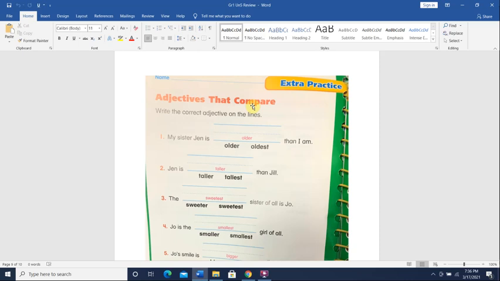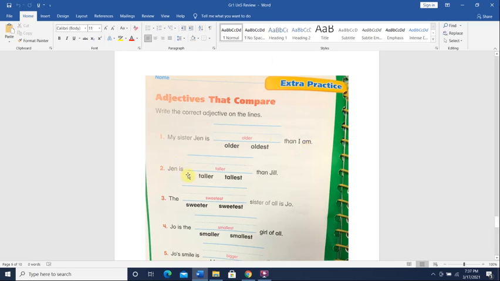Let's see what I'm talking about. If I say here, my sister Jen is blank, then I am. So my sister Jen, and who am I comparing between, Jen and I? So these are two. So we will add er to the adjective and then we add the word than. So my sister Jen is older than I am.